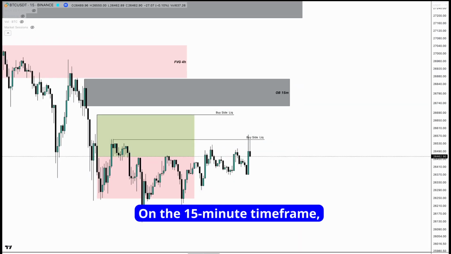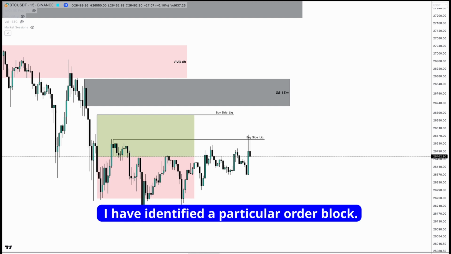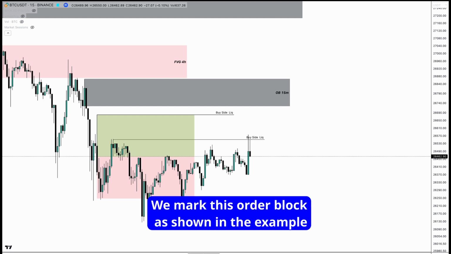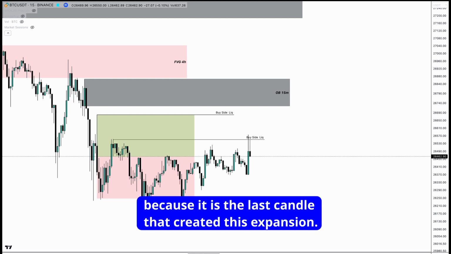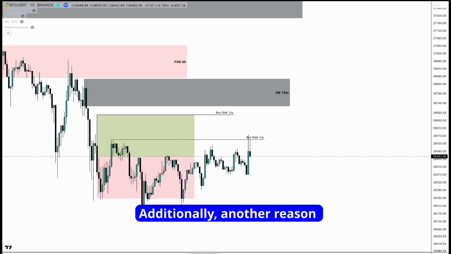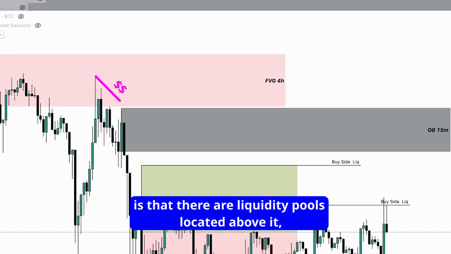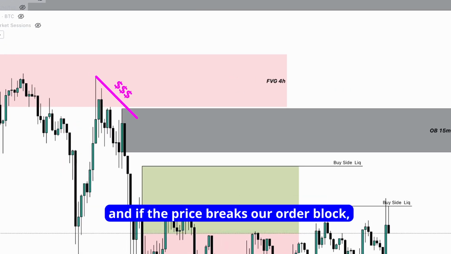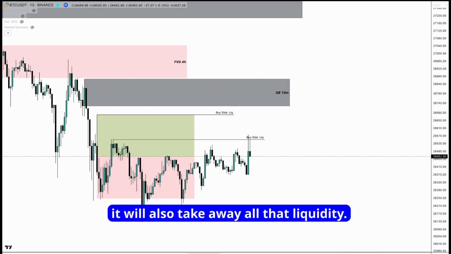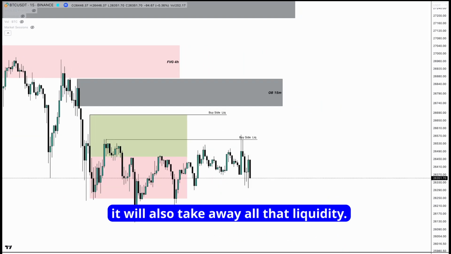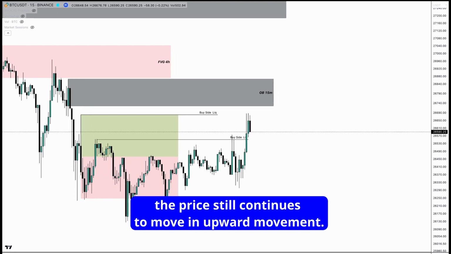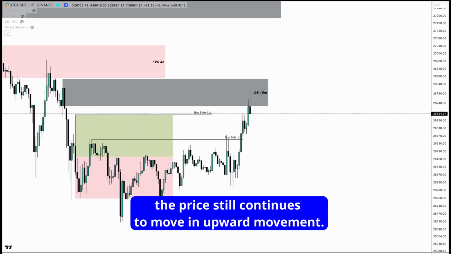On the 15-minute time frame, I have identified a particular order block. We mark this order block as shown in the example because it is the last candle that created this expansion. Additionally, another reason is that there are liquidity pools located above it, and if the price breaks our order block, it will also take away all that liquidity.